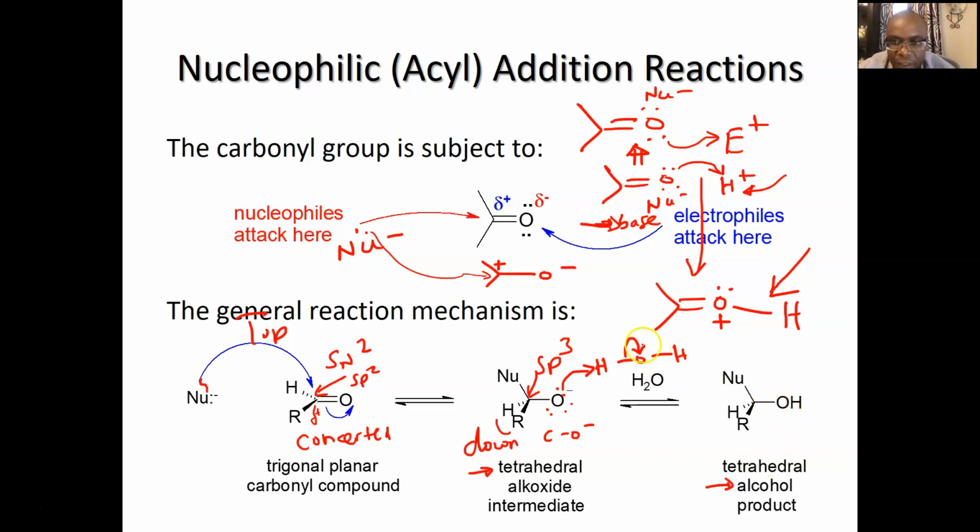Of course, the other part of water will get lost as OH minus, which is possible because this base is stronger than OH minus. So this OH will be taken as a good leaving group in this case, because you're in the presence of a very strong other basic molecule. So anyway, you'll have converted your ketone or aldehyde. In this case, actually this is an aldehyde because you have a hydrogen. You'll have converted your aldehyde to an alcohol. Okay?